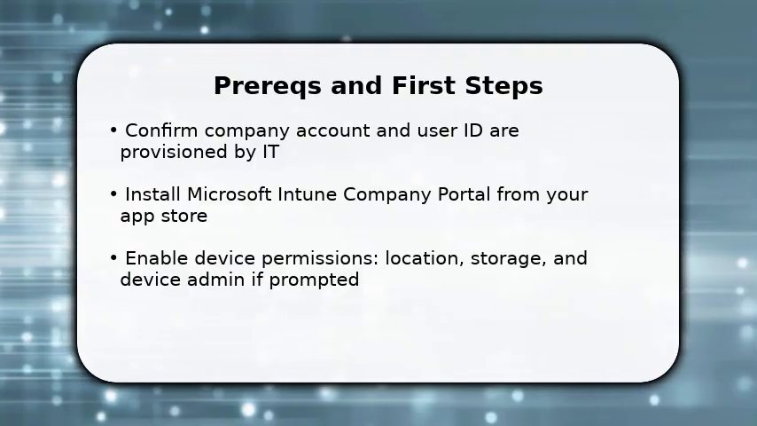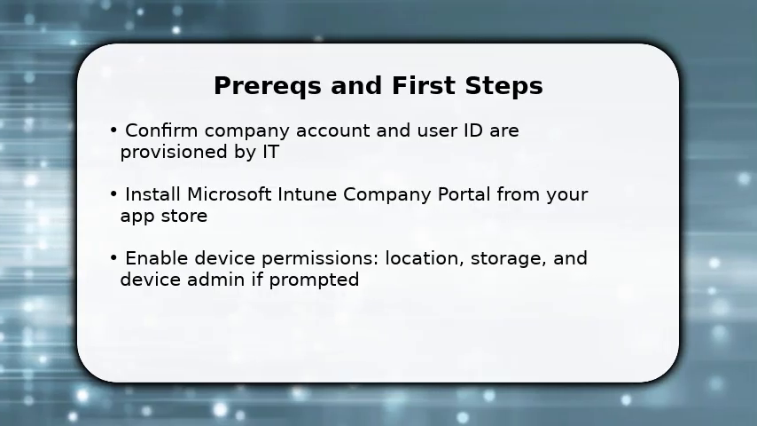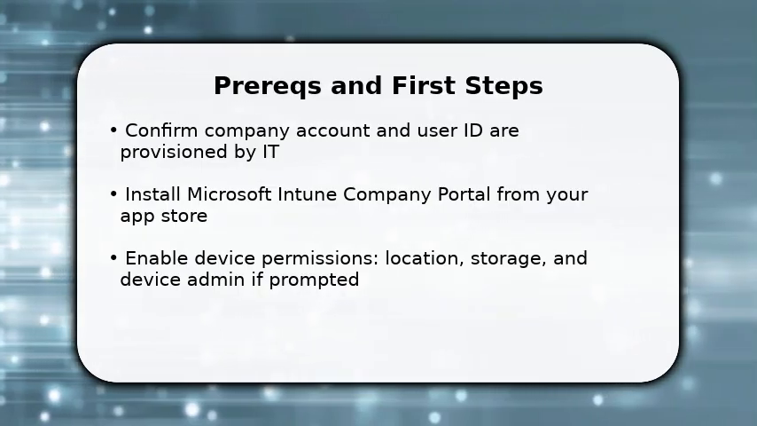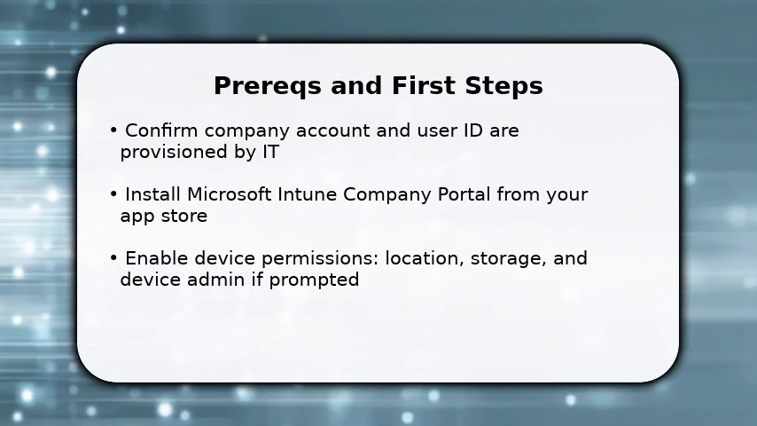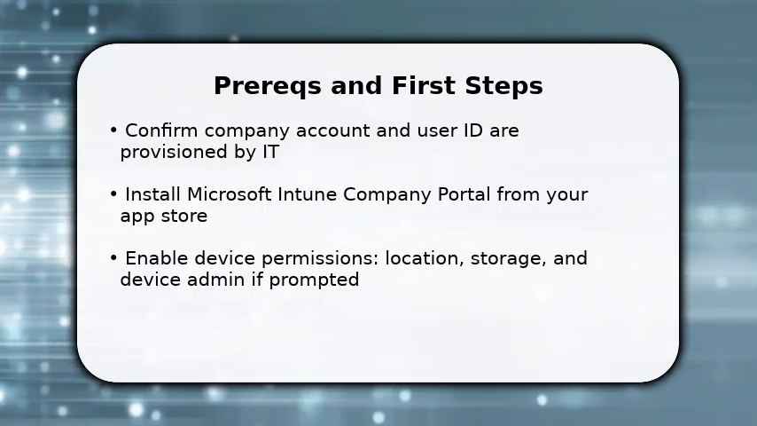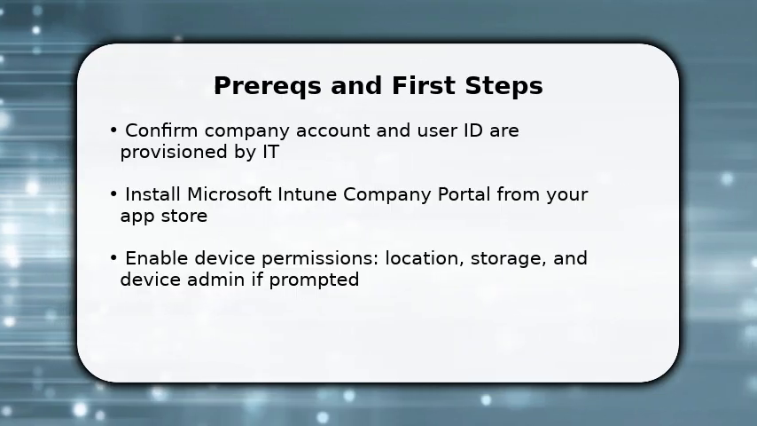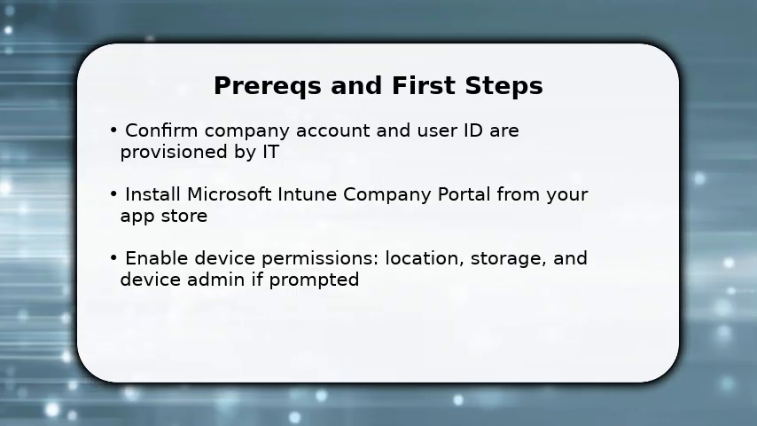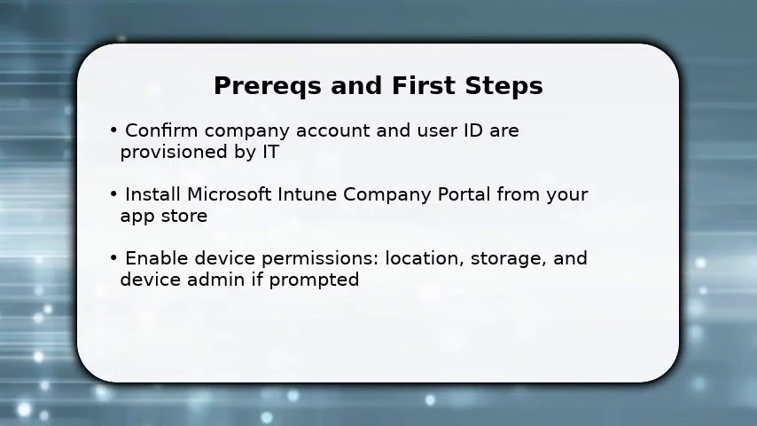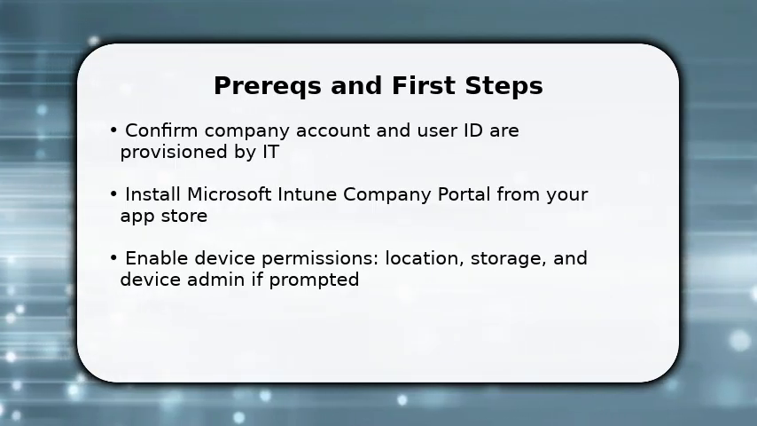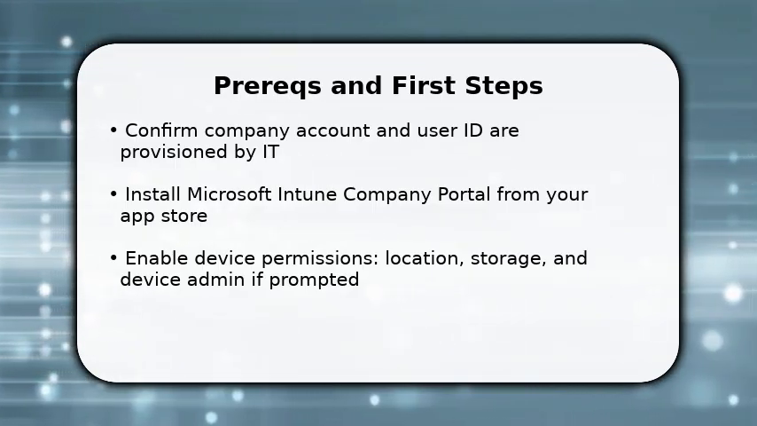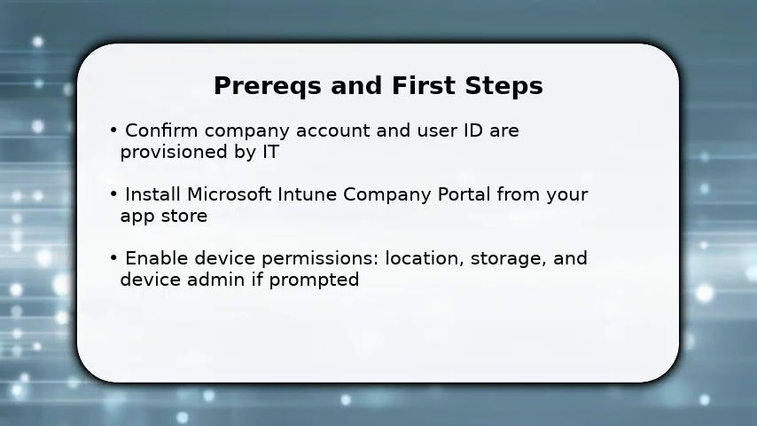You start by confirming prerequisites. You need an active company account and device enrollment allowed by your admin. Once confirmed, install the Microsoft Intune Company Portal from the App Store or Google Play. Make sure to grant requested permissions, location, storage, and device management, because the app uses them to verify device compliance and apply policies. After installation, open the app and tap Sign In.